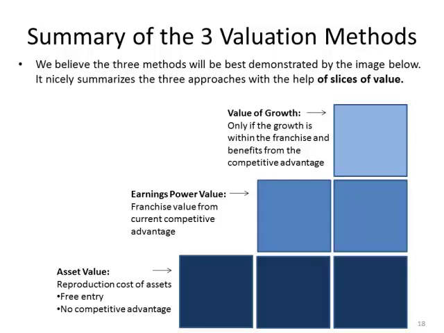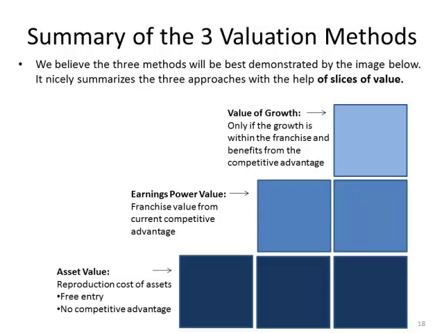The next 2 methods, the EPV and the PV method, incorporate earnings power value. This is the franchise value from the current competitive advantage. The current competitive advantage is reflected in a return on invested capital that's higher than the cost of capital. And finally, the PV method takes into account the value of growth. In this case, we have growth that is within the franchise and benefits from the competitive advantage, and we would add that to the valuation. So this chart hopefully gives you a nice intuitive overview of how these 3 valuation methods work.